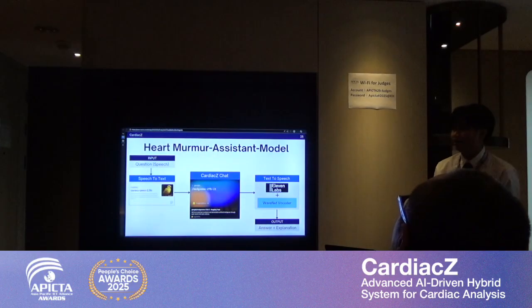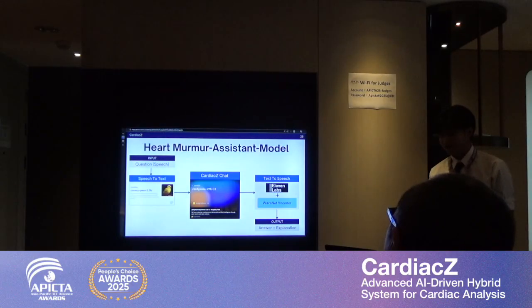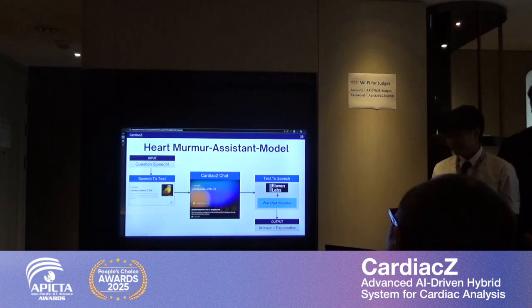This is the full pipeline of the heart murmur assistant model: speech input with Quantum Audio, CardiacZ chat powered by MedGemma, and text to speech with ElevenLabs.